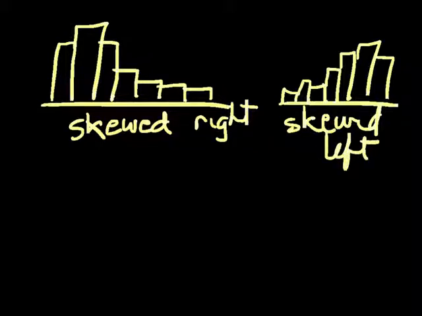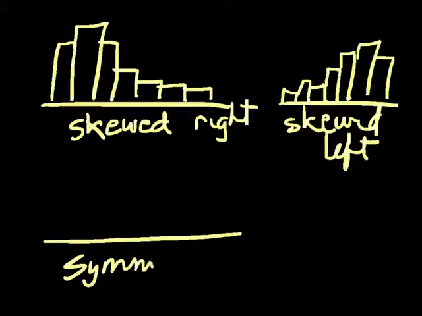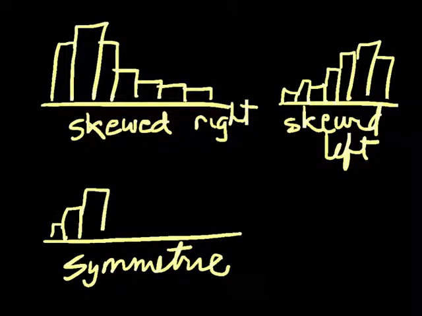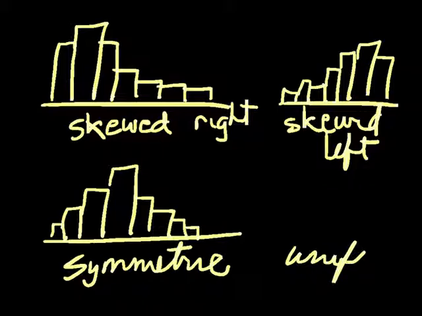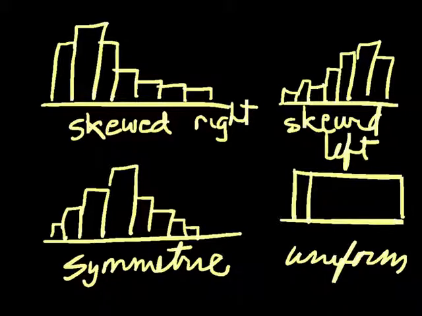We call a distribution symmetric if the distribution looks like this. If it's kind of small on both ends, and then it has a high point in the middle, we call that symmetric. And the last one is a uniform distribution. And a uniform distribution basically looks like a rectangle, or almost like a rectangle. This one could be slightly higher, and this one's slightly lower. But in general, it looks like a rectangle all the way across.